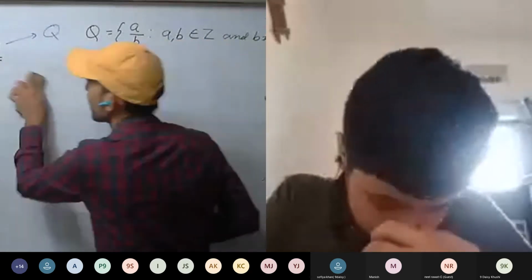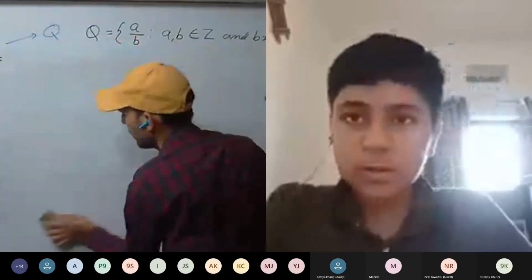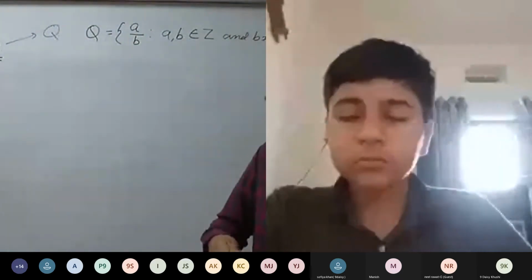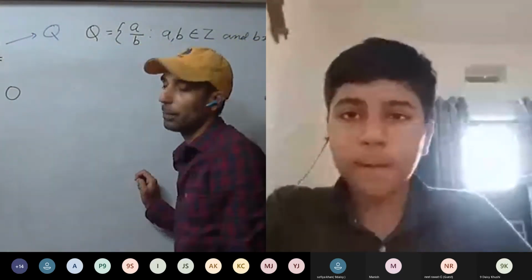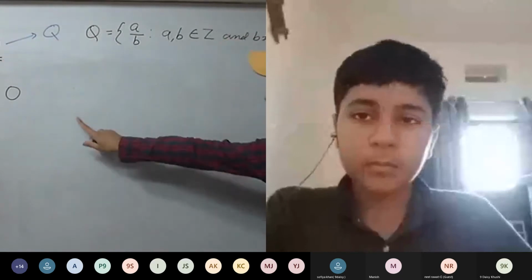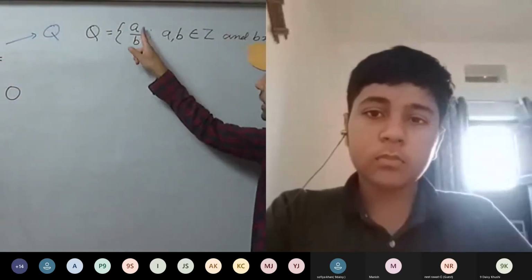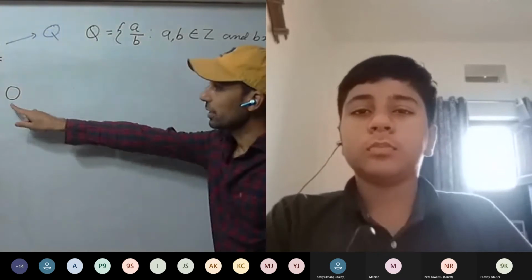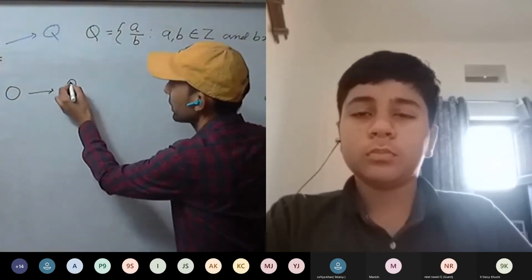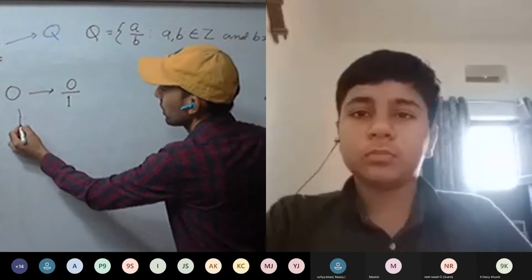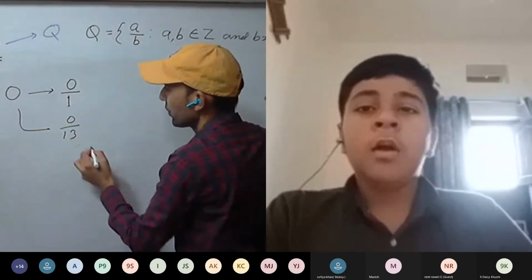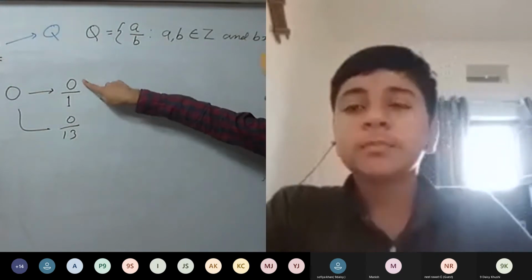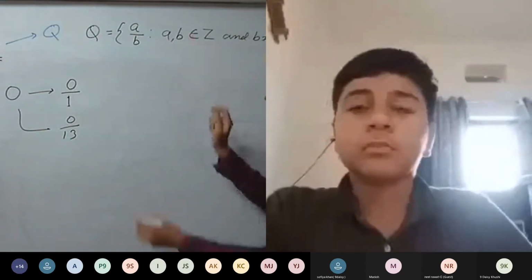Is 0 a rational number? So always go with the definition. That is, if the question is asking is 0 a rational number, a rational number can be expressed in the form of A by B, where A and B are integers and B not equal to 0. So it can be represented in the form of A by B, 0 upon 1 or 0 upon 13. We can represent it in the form of A by B, where 0 and 1 both are integers.